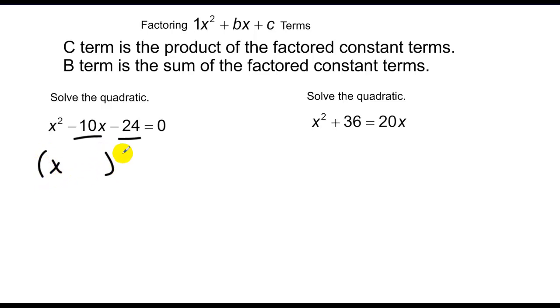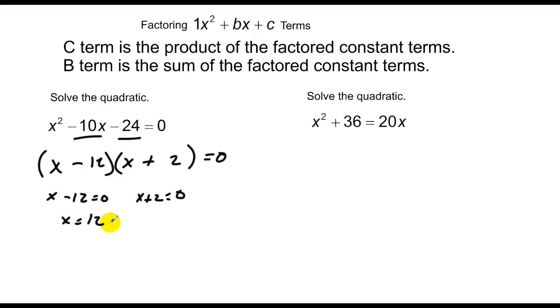Well, that's x, and in this case we have 12 and 2, which I think is going to do it. So I have a -12 and a +2. So x minus 12 equals 0, x plus 2 equals 0. I get x equals 12 and x equals -2, which would also be the intercepts of that graph.